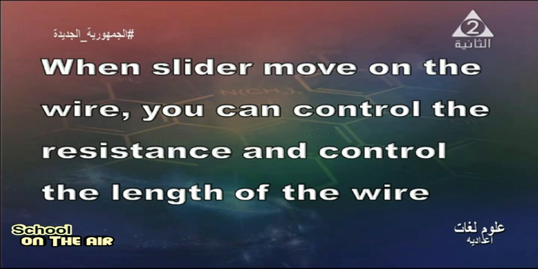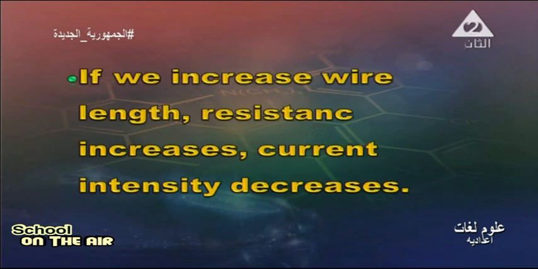The idea of the variable resistance: when the slider moves on the wire, you can control the length of wire and so control the resistance. If we increase the wire length, resistance increases and current intensity decreases.